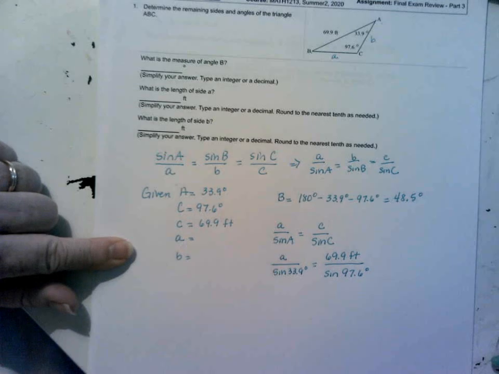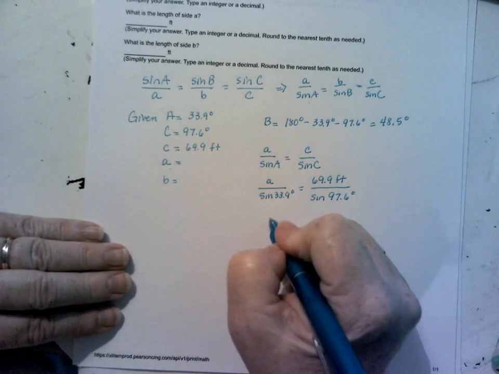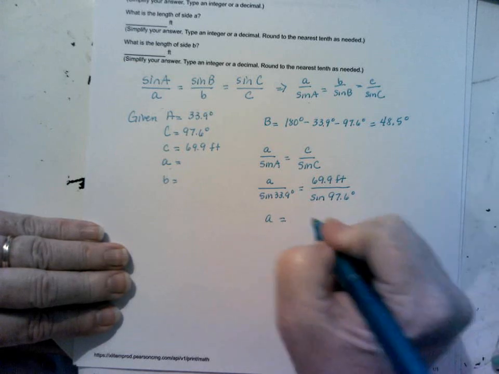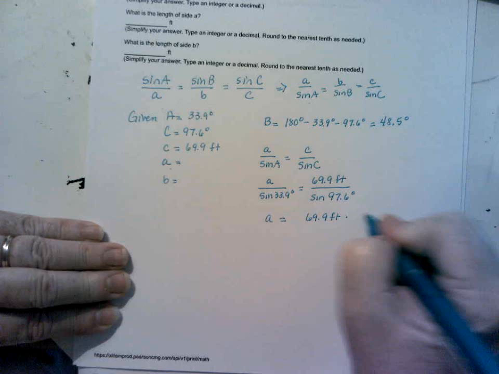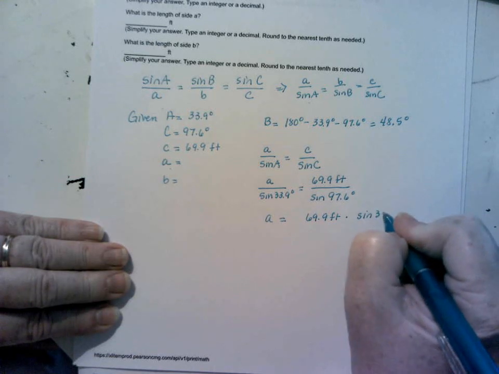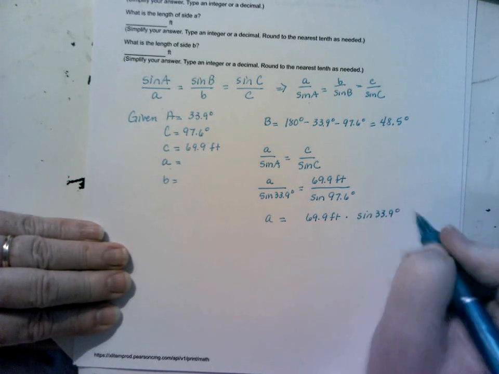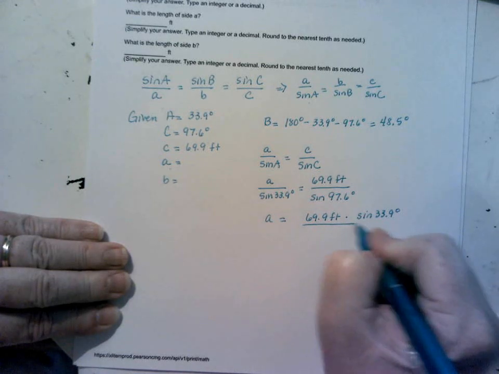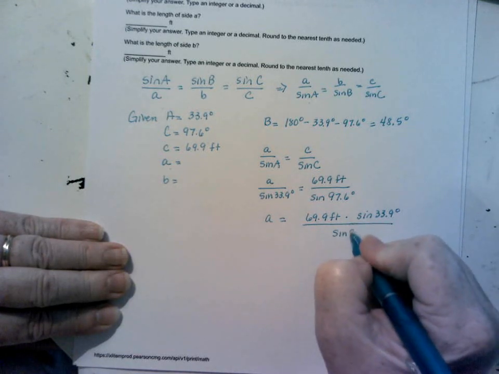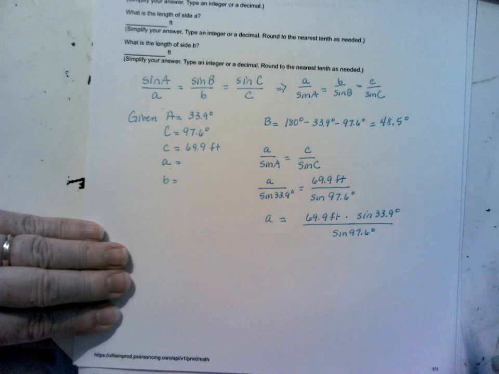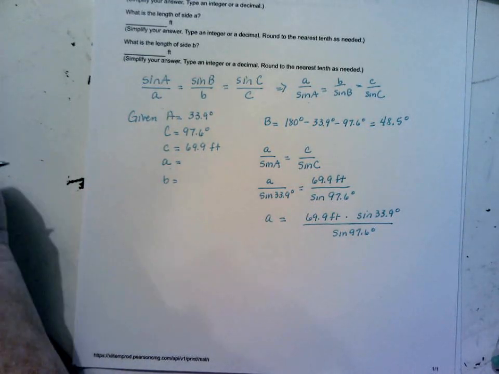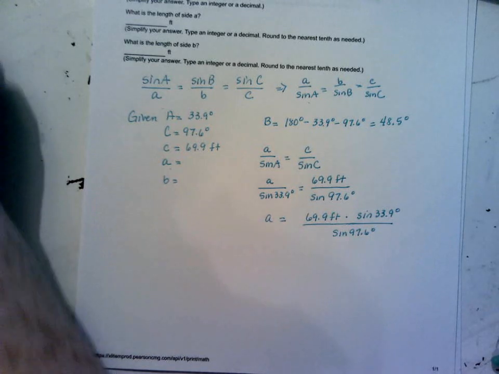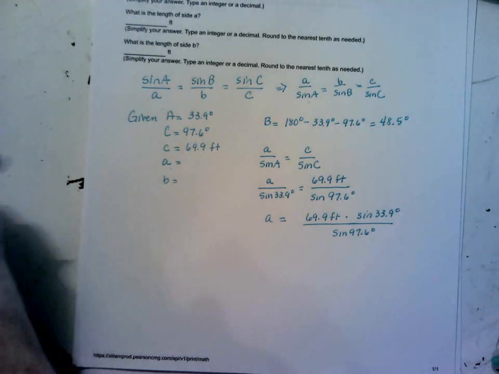So that will give us that A is equal to 69.9 feet times sine of 33.9 degrees divided by sine of 97.6 degrees. Plug that in. Make sure your calculator is in degree mode before you get going on that.